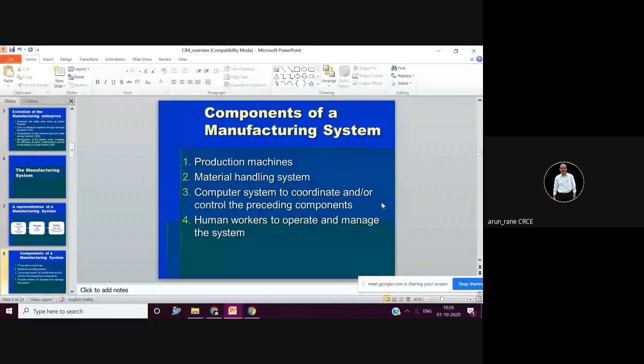So, what are the components of the manufacturing system? Components of the manufacturing system are production machines like lathe machines, milling machines, drilling machines.